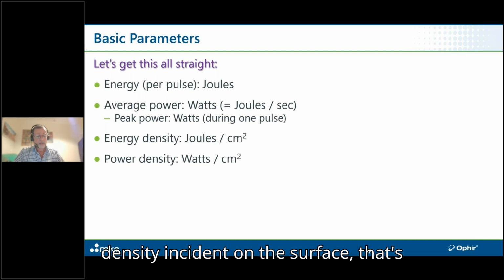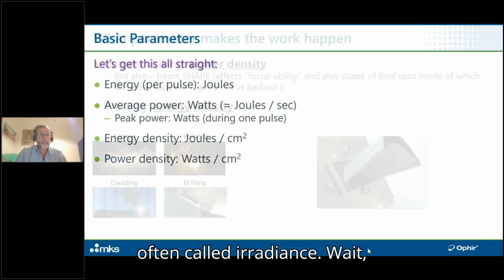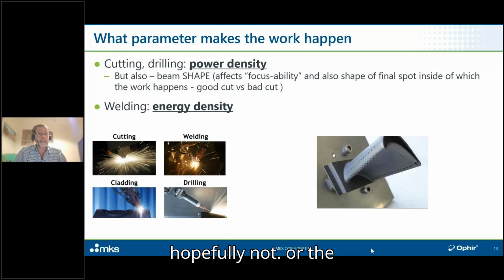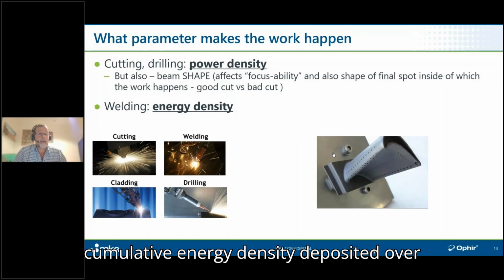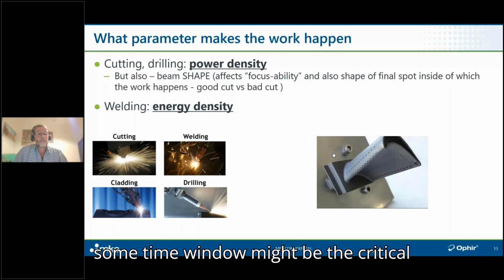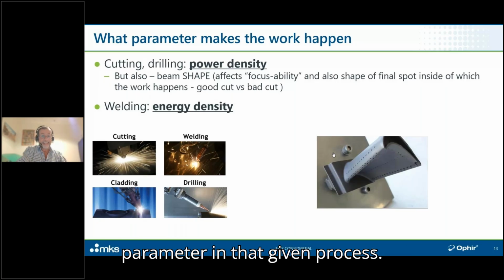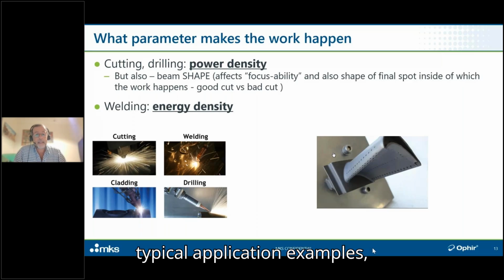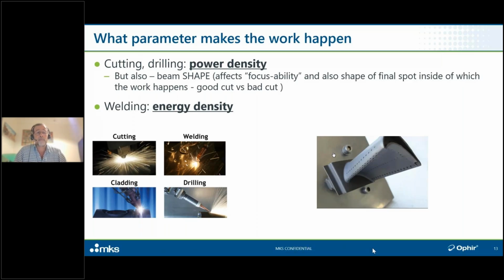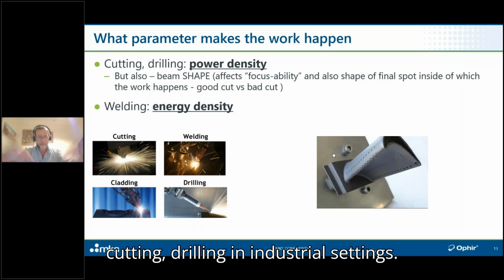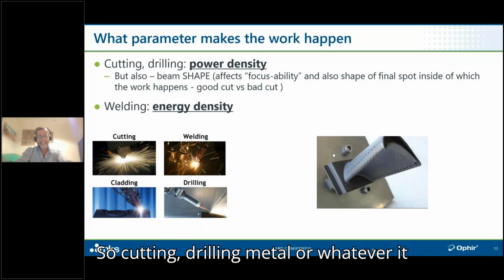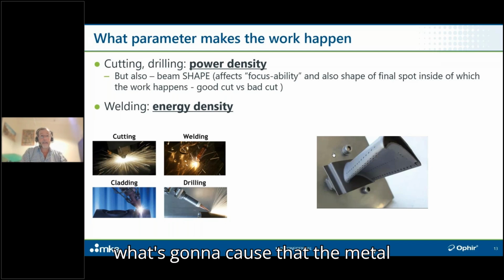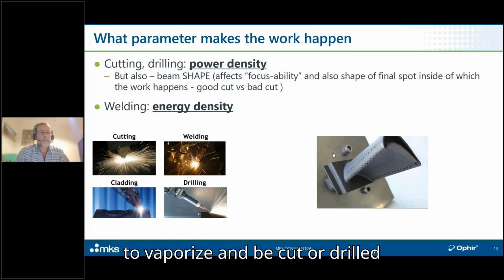So looking at some specific and pretty typical application examples, cutting, drilling in industrial settings. So cutting, drilling metal or whatever it is, welding, cladding. What's going to cause the metal to vaporize and be cut or drilled is, I think it's pretty clear, the power density, the number of watts, or more likely kilowatts per unit area that are being focused down onto that piece of metal. Enough kilowatts focused down into a small spot can cut, drill, weld, zap, etc.